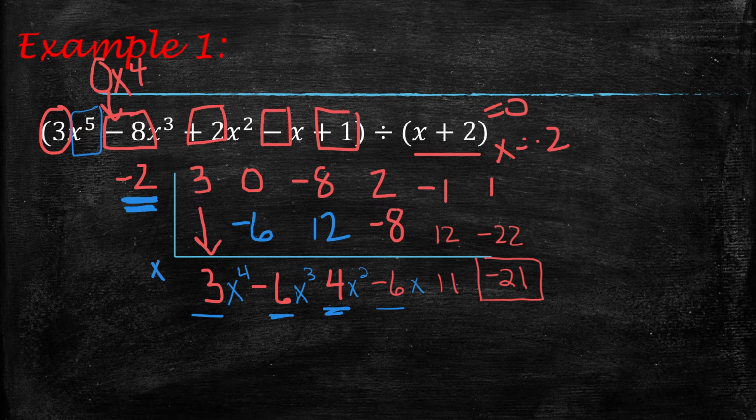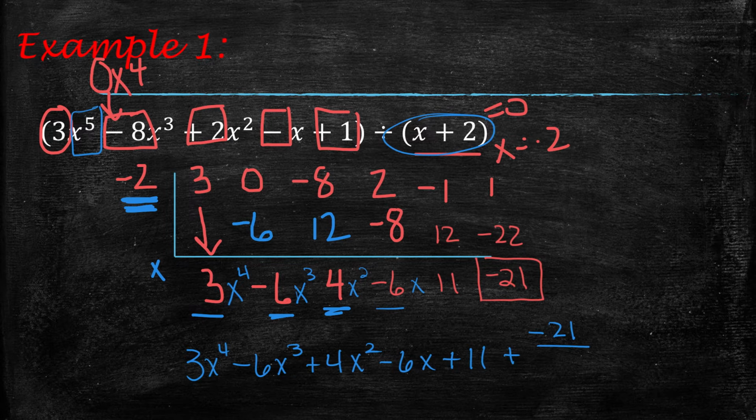When you write your answer, you're just going to write it as is: 3x to the 4th minus 6x to the 3rd plus 4x squared minus 6x plus 11. And you write your remainder, just like we did with long division. You put your remainder over what we divided by. We divided by x plus 2. So this is your answer.